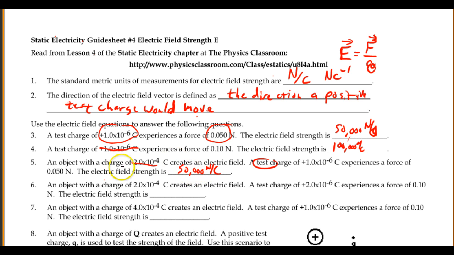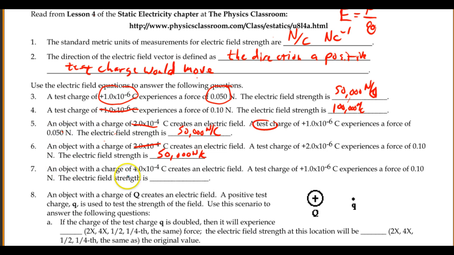Again, number 6, an object creates the field. We don't care about that one for the field strength measurement in this method. We just want to take the force 0.1, and divide that by the charge, which is 2 times 10 to the negative 6. We've doubled the force, but we've also doubled the charge, so compared to number 3, we're back to 50,000 newtons per coulomb.